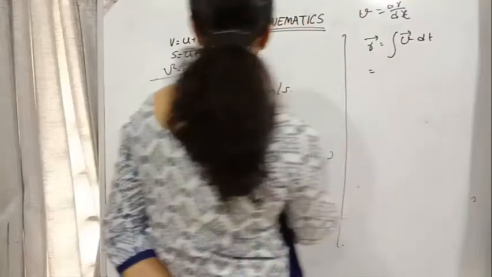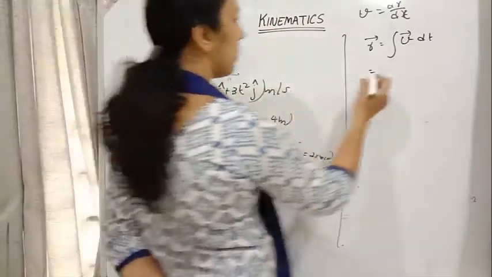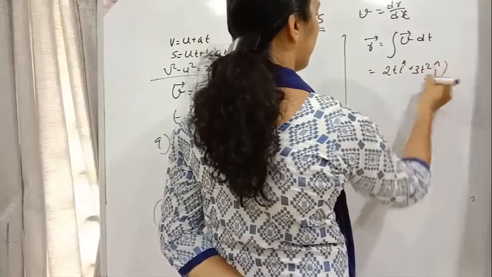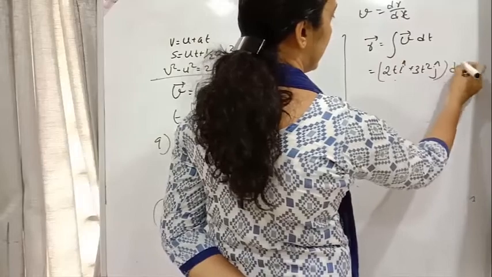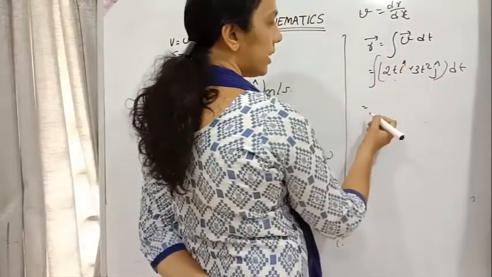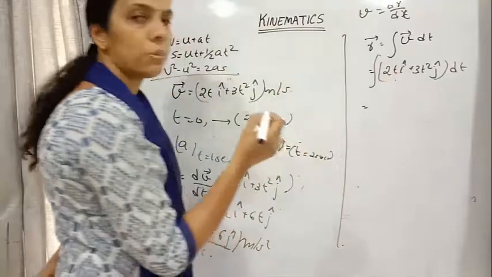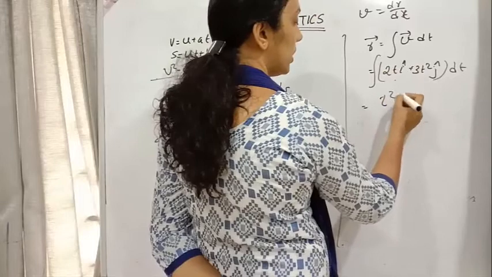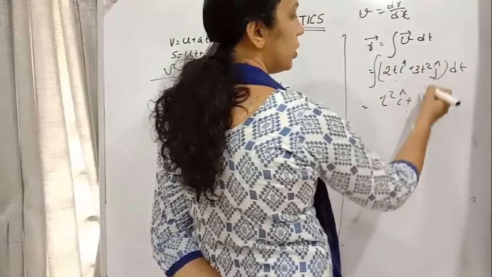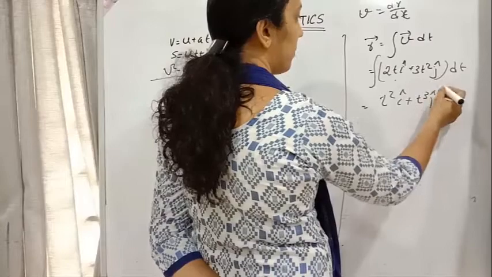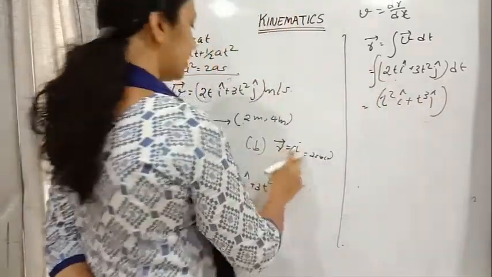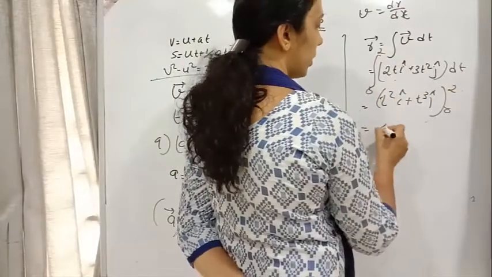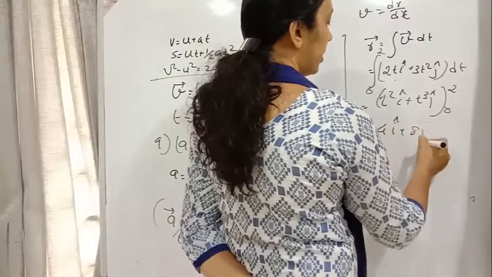What is the value of v here? v is 2t i cap plus 3t square j cap, dt. Integrating, we will get 2 into t to the power n plus 1 divided by n plus 1, that is 2 into t square by 2, t square i cap, plus t cube by 3, t cube j cap. What is the limit of integration? Till 2 seconds, therefore 0 to 2. When we substitute 0 to 2, we will get 4i plus 8j.